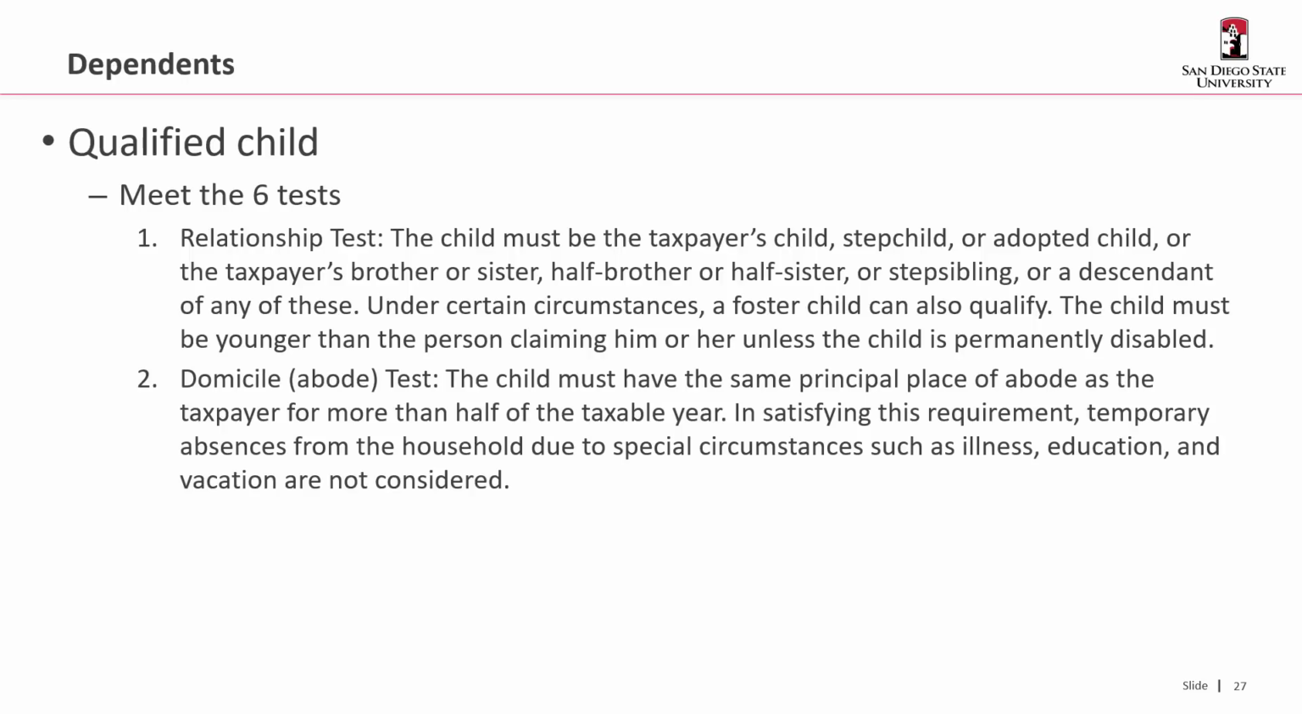Okay, test number 2, the domicile, or what I like to call the abode test. Right, so the child must have the same principal place of abode as the taxpayer for more than half of the taxable year. So think of that as meaning the qualifying child, right, again, because it doesn't actually have to be a child, has to live with the taxpayer for more than half of the year. Temporary absences aren't counted. So, for example, if you went away to college, that still counts as living with the taxpayer because that's considered temporary.